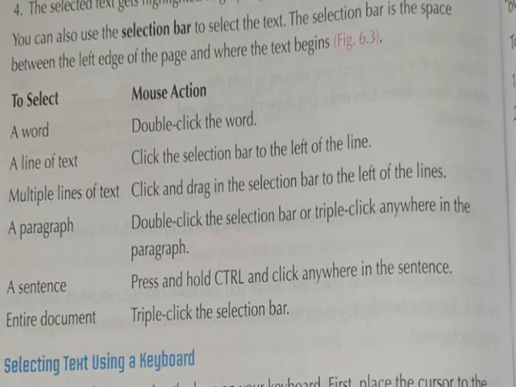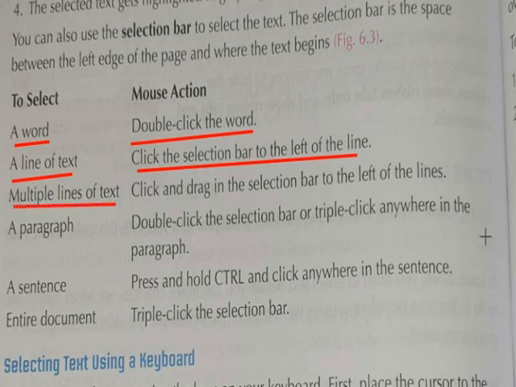So they are teaching you how to use the selection bar with the help of the mouse. First, if you want to select a word, you double click the word. If you want to select a line of text, you click the selection bar to the left of the line. If you want to select multiple lines of text, click and drag in the selection bar to the left of the lines.